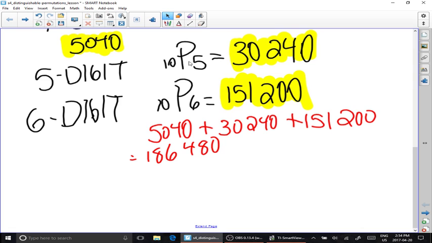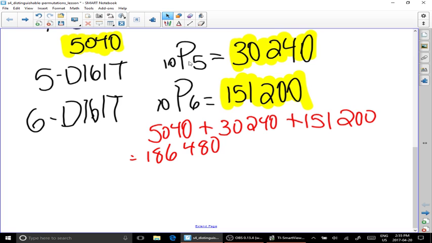Is that what you guys got? Okay, so that's the number of passcodes Robert could pick, given that he can use a 4, 5, or 6-digit passcode, understanding that all those passcodes are no repeating numbers. So if you use a 7, you can't use a 7 anywhere else in the passcode. Okay?